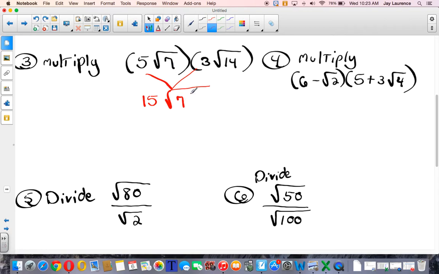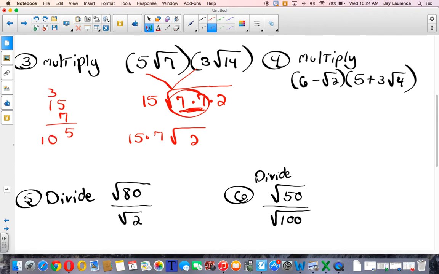I'm going to write down the 7. 7's prime. It doesn't have any other factors other than 1. And 14 is not prime, but it has a factor of 7. So I'm going to write down 14 as 7 times 2. Well, I've got these two 7's here, and I'm going to bring the 7's out of the house. So out in front of the rad, I'm going to have a 15 times a 7. Now, who's left inside? A 2. Now I can do 15 times 7, which is going to be 105. And so my best answer is going to be 105 rad 2.